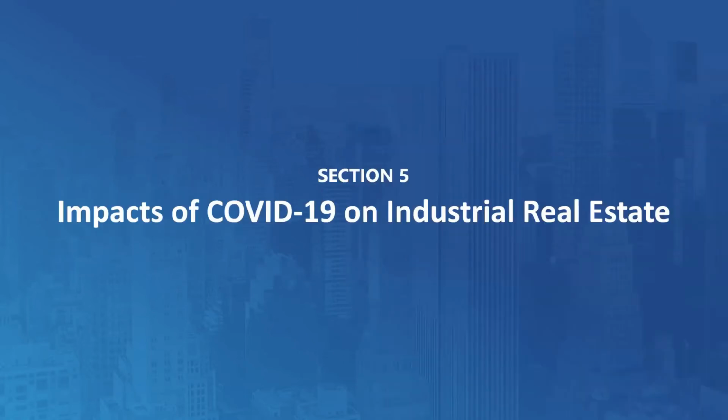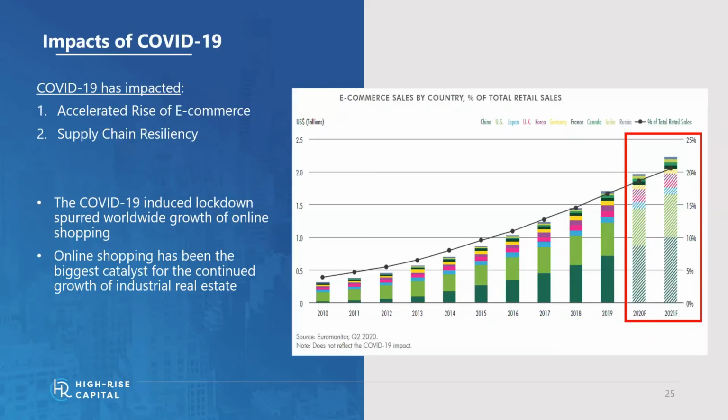So what have been the impacts of COVID-19 on the industrial real estate market? There have been two major impacts. One has been the accelerated rise of e-commerce, and the second has been supply chain resiliency. So this was the graph that we saw a few minutes ago, and you can see how the trajectory has actually been accelerated in terms of how much was forecasted for 2020 and 2021. And the COVID-induced lockdowns have spurred worldwide growth of online shopping. And online shopping has also been the biggest catalyst, like I mentioned, for the continued growth of this sector.